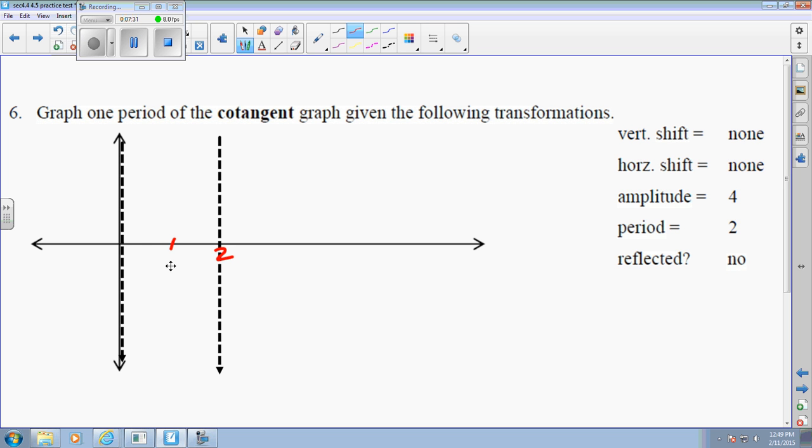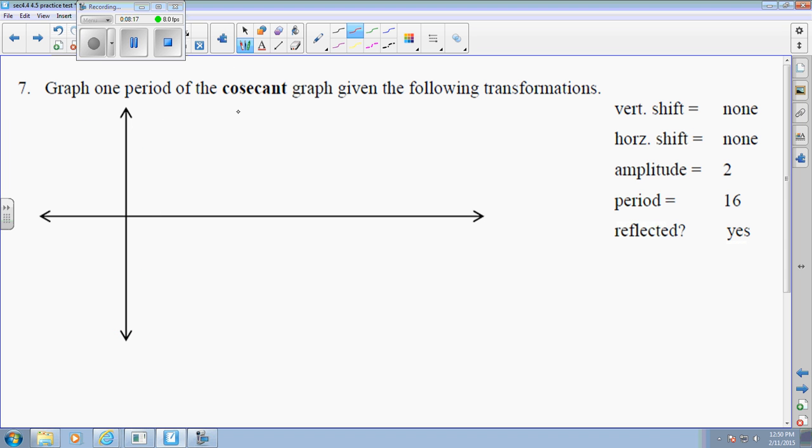So I'm going to label that 2. And to get some halfsies in there, I got a 1, I got a half, and I got a 3/2. And I know that my cotan is going to have a 0 there. And at my second and fourth point, I'm going to be at the height of the amplitude. So let's call this point up here 4, and this point down here -4. And so I'm going to be up here and down here. And so my graph is going to come in, go through those 3 points, and follow the asymptotes. Cotans go down from left to right. Tans go up from left to right.